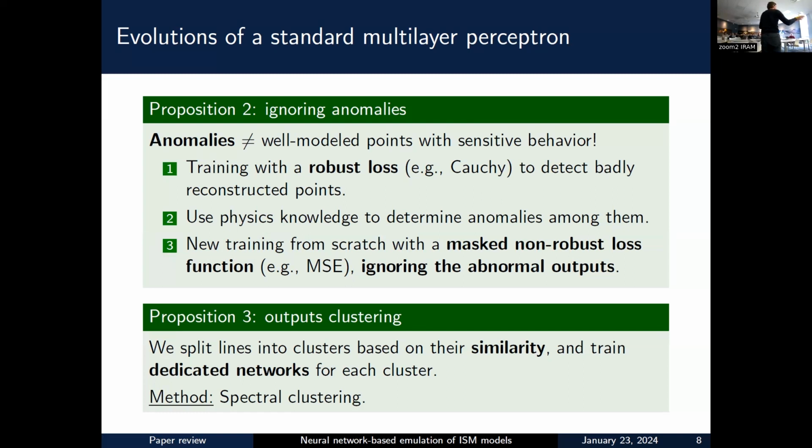And the method that we use to make this clustering is called spectral clustering. So in our case, we won't have only one network, but we'll have 4 networks that are learning things in parallel.